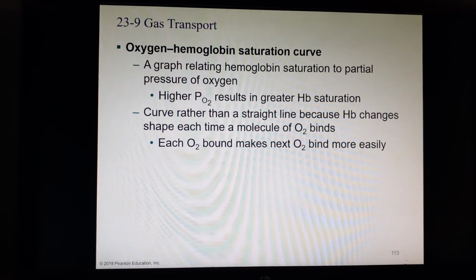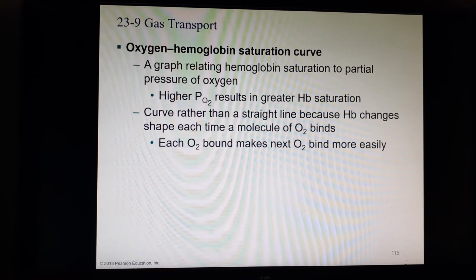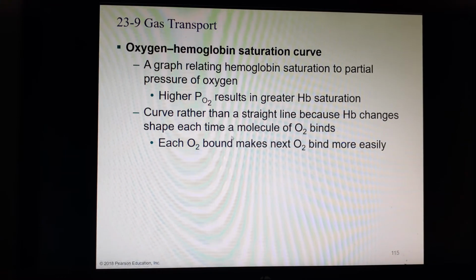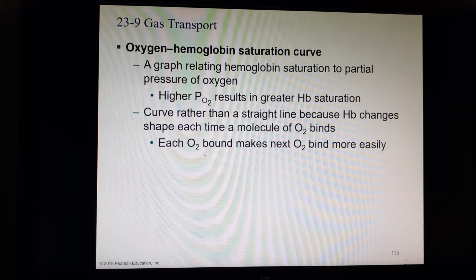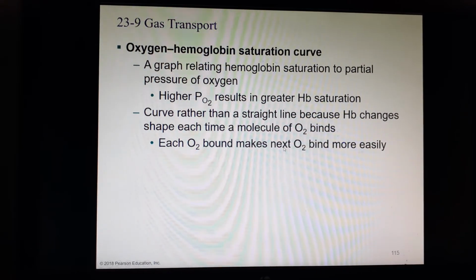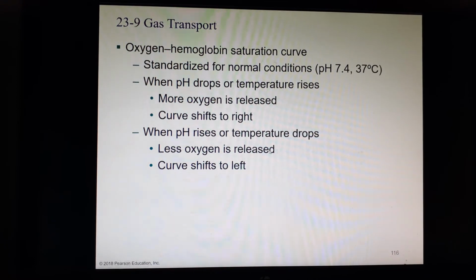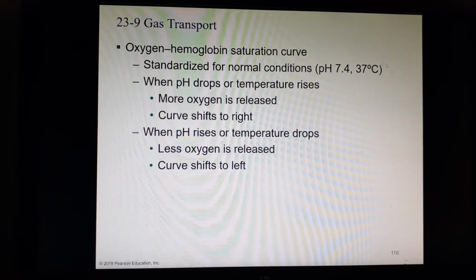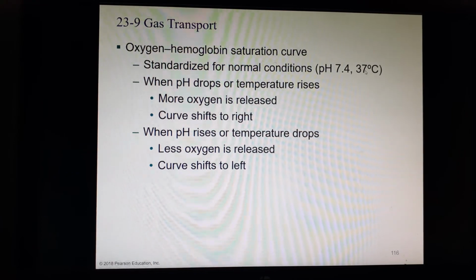The higher the partial pressure of oxygen, the more oxygen gets bound to hemoglobin. It's a curve rather than a straight line because hemoglobin has to change shape every time a molecule of oxygen binds, and every new bound oxygen makes the next bound oxygen come more easily. Okay, so if you're looking at the curve, it's standardized for a pH of 7.4 and our regular body temperature. And we just said pH and body temperature affect the binding.